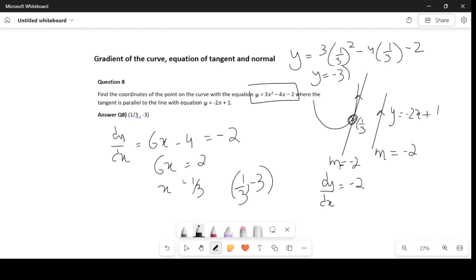So if a tangent is drawn at this point (1 by 3, minus 3), then this tangent is parallel to this line.